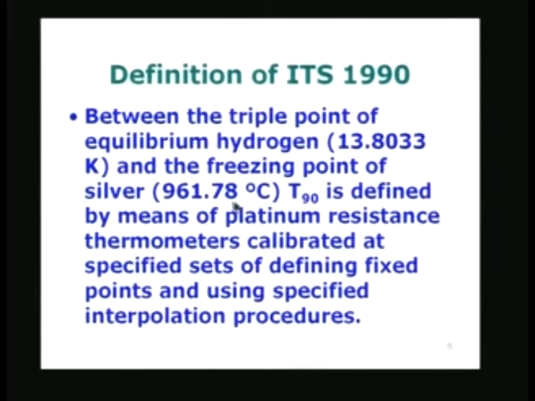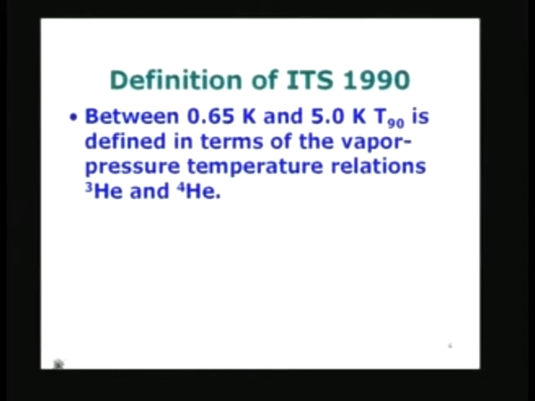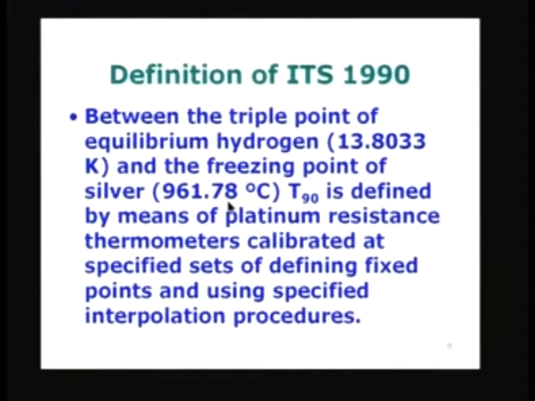And the freezing point of silver, which is the highest temperature we saw, 961.78, this entire range is defined by means of platinum resistance thermometer calibrated at a specified set of defining points and using specified interpolation procedures. That means we are covering the entire range from the lowest, which was 0.65 Kelvin, to the highest, which is 961.78 degrees Celsius, by using different thermometers and different procedures for making them agree with each other by using suitable interpolation formulae.